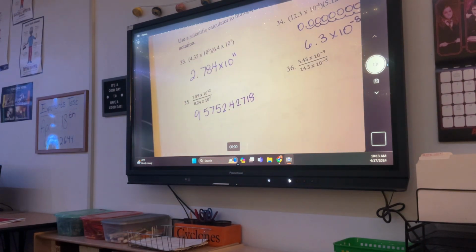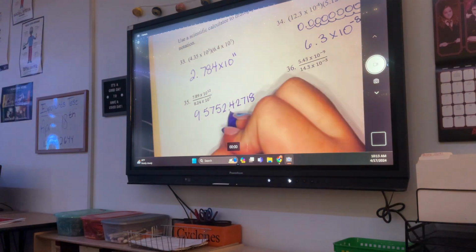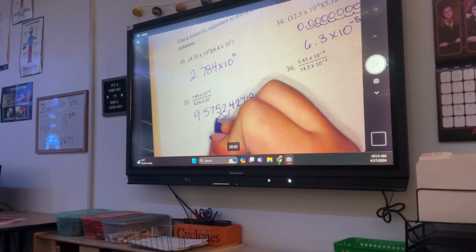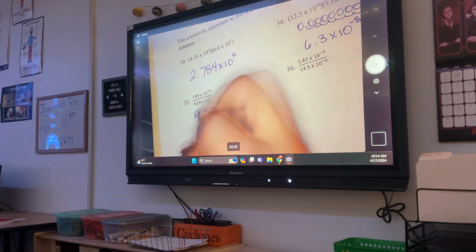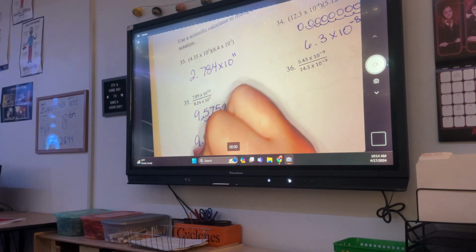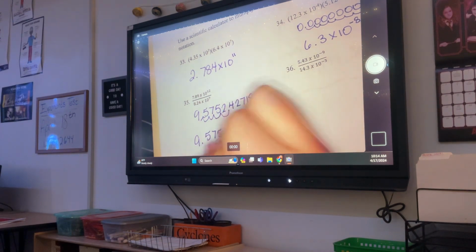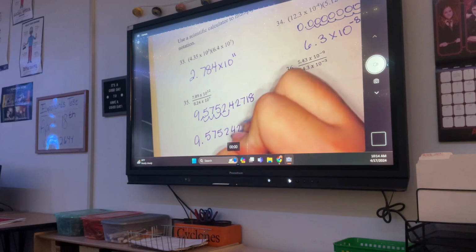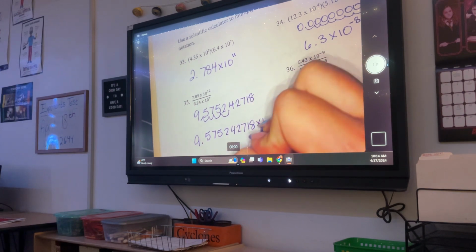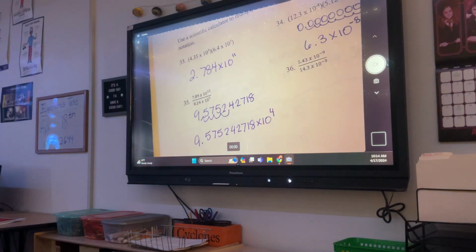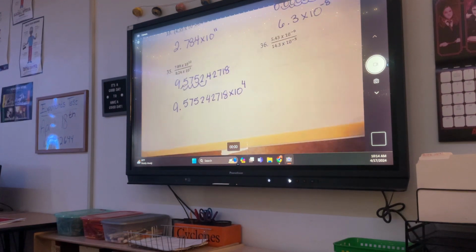But now we've got to put it in scientific notation, so I'm going to move this decimal 1, 2, 3, 4 places. So 9.575242718 times 10 to the 4th power. Oh my god. I know, it's a big long number. I bet. The next one's not super long, so that's nice.